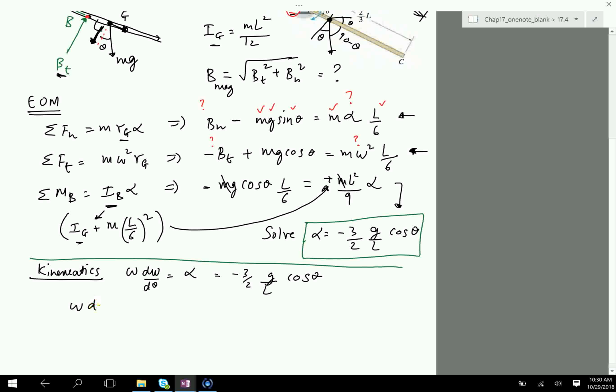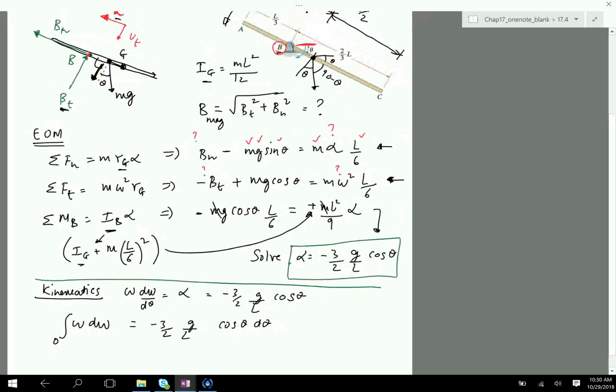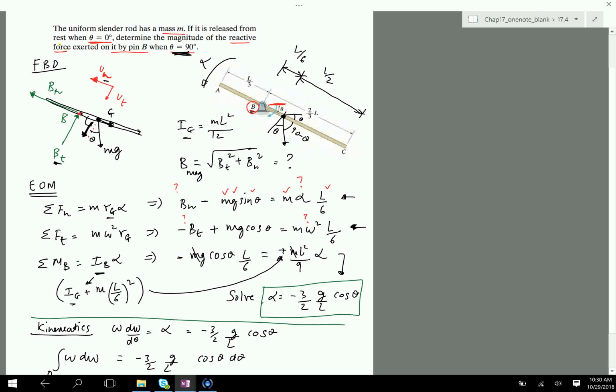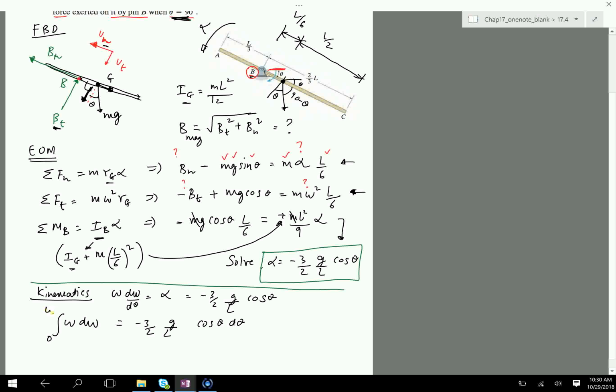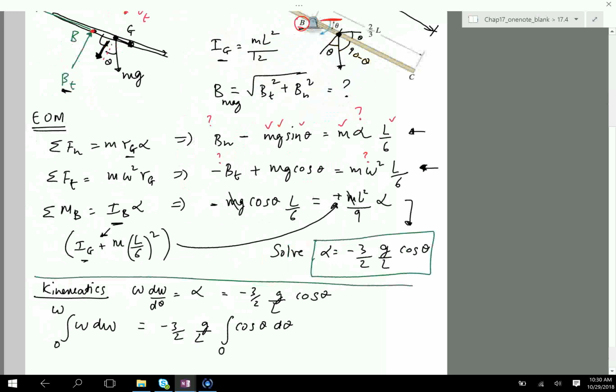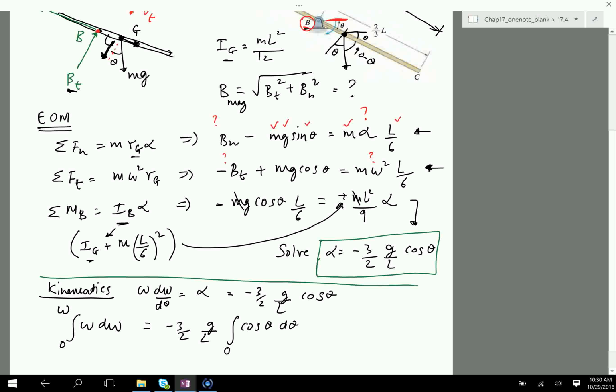And so omega d omega equals minus 3 divided by 2 g divided by L cosine theta d theta. So we want to go from the rod starts off with, is released from rest. So initial omega is 0. We want to find the omega when theta is 90 degrees. So initially theta is 0. And now when we put the upper limit, theta is not 90 because our convention is counterclockwise is positive. The angle made by the rod with the horizontal is going to be minus 90 degrees. So this should be minus pi divided by 2.